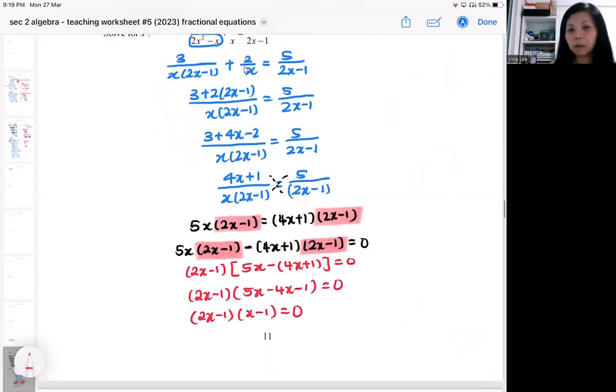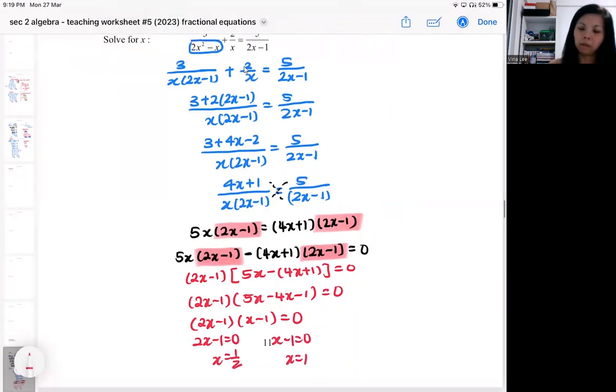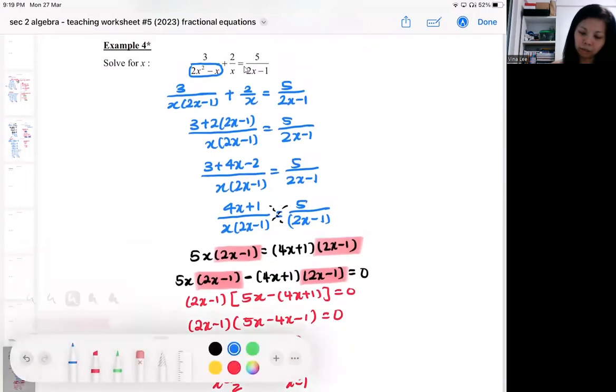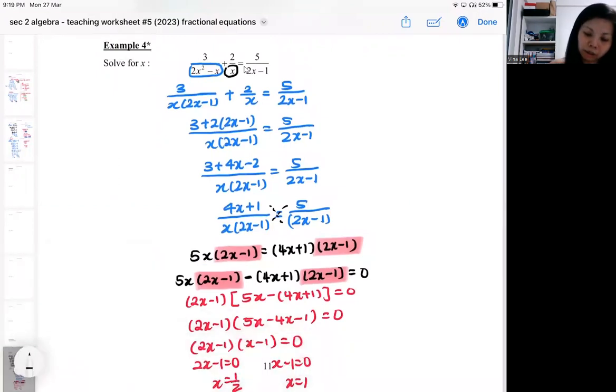You end up with two brackets equal to 0. So first bracket equal to 0, you get a half. Second bracket equal to 0, you get a 1. So are the two answers valid? We got to check. You can check the denominator.